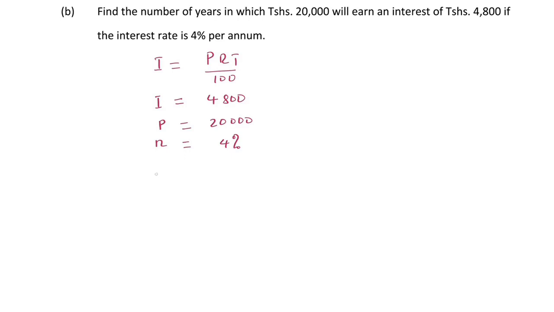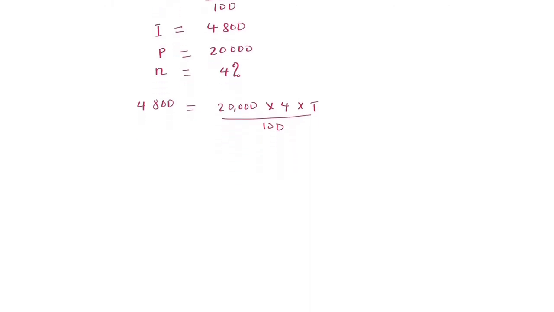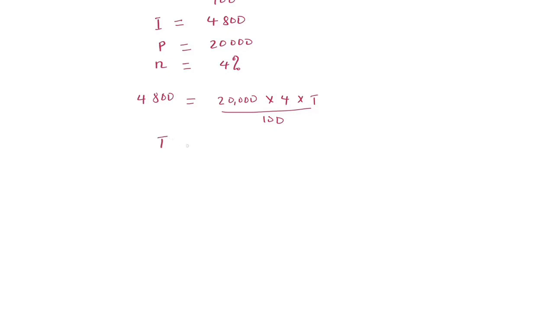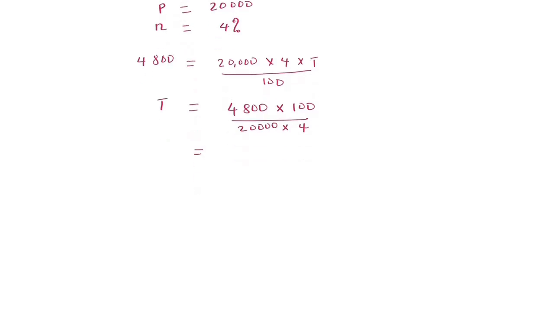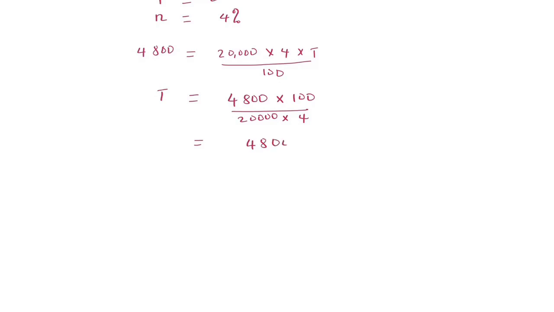Okay, so now let us substitute the values into our formula. Then we have 4,800 equals 20,000 times 4 times T over 100. Now let us make T the subject. Then our equation is going to be T equals 4,800 times 100 over 20,000 times 4. Solving the numerator and denominator, we have 480,000 over 80,000, of which after solving we have 6. Therefore, the number of years is going to be 6 years.